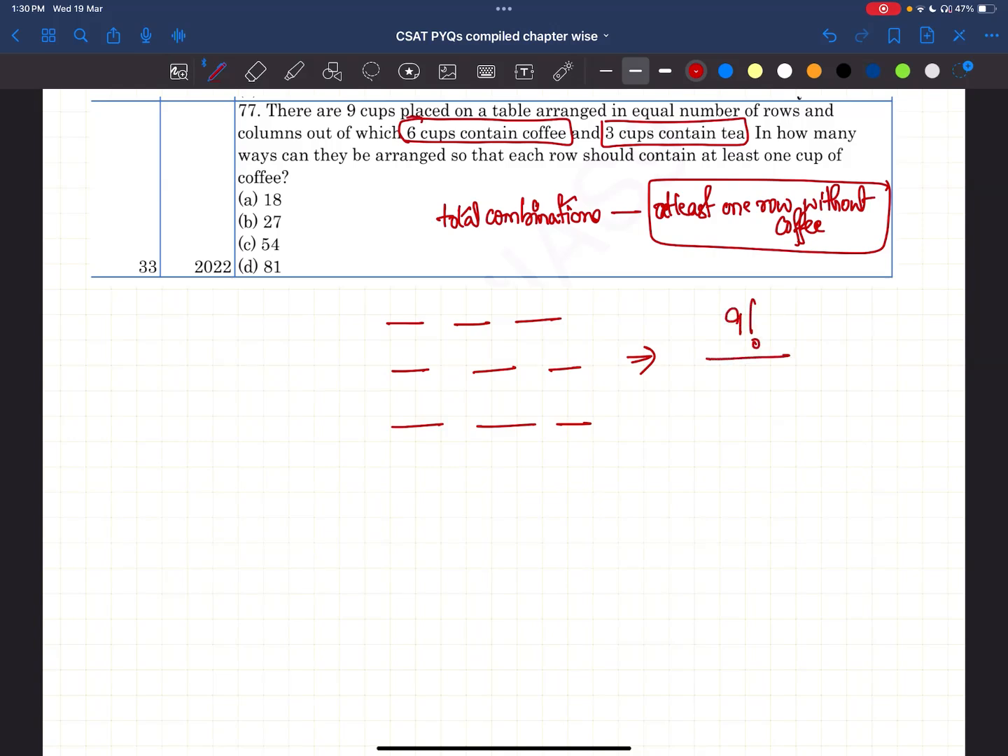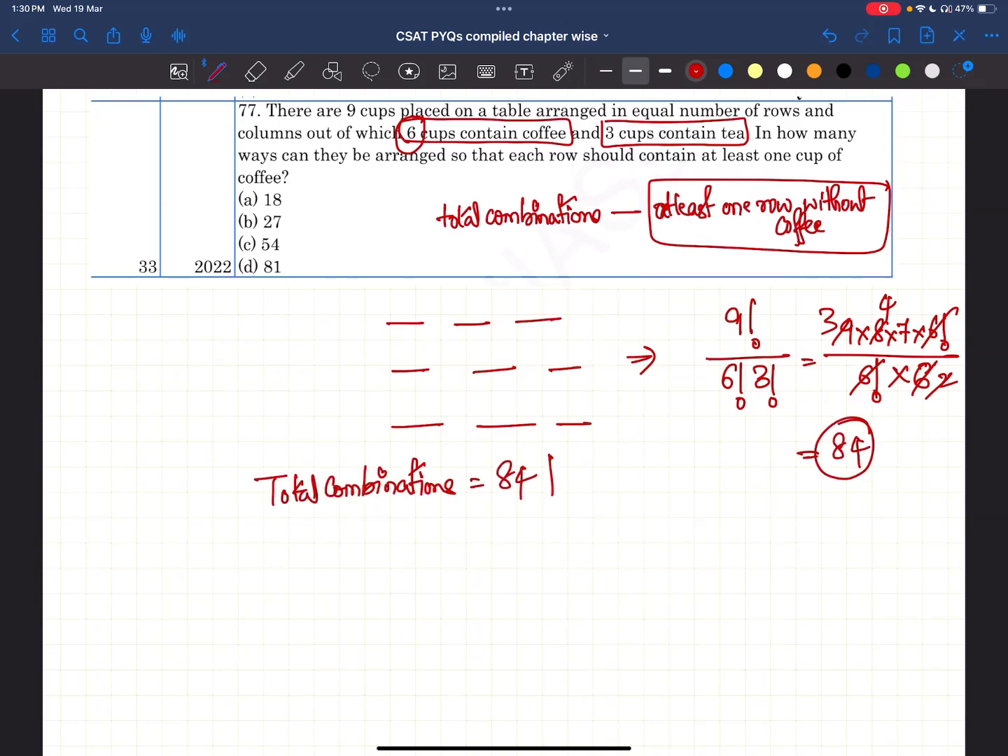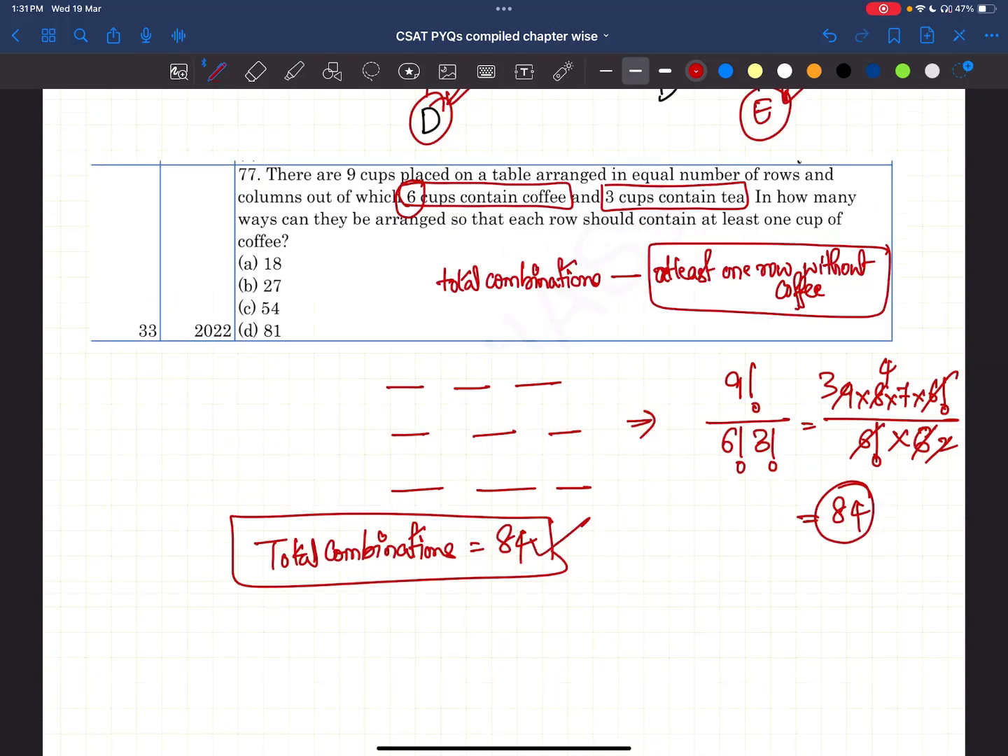But see, 6 cups are coffee, that means identical, so 6 factorial. 3 cups are tea, that means 3 identical, so 3 factorial. That means 9 into 8 into 7 into 6 factorial by 6 factorial by 3 factorial. The 6 factorial gets cancelled. 3 factorial is nothing but 6. 3 2 is 4, 12 4 is 84. So total combinations is equal to 84. You got the total combinations, right?